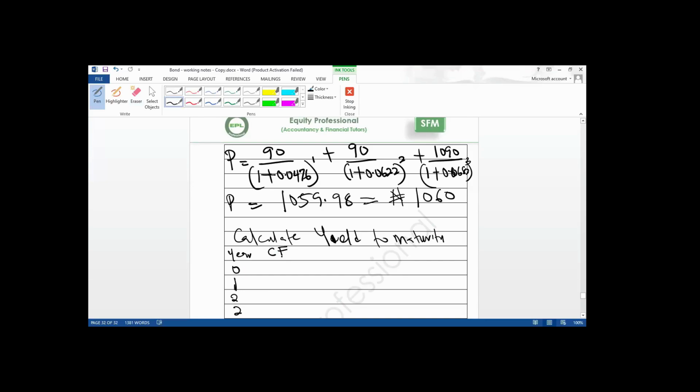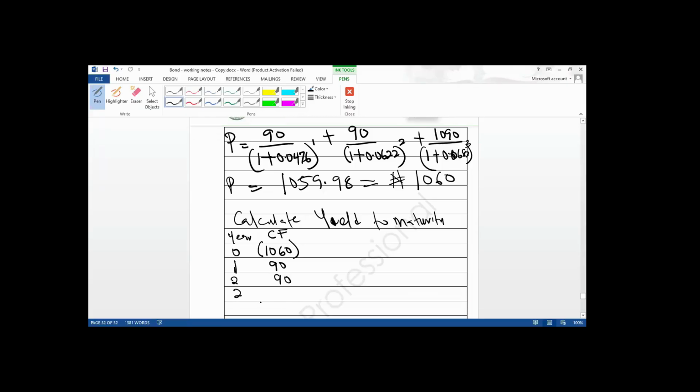To save time, pick your cash flow. For year 0, what is the price of the bond? That will be in brackets 1060. Year 1, annual interest, 90. Year 2, annual interest, 90. Year 3, annual interest plus redemption. What is the internal rate of return of this cash flow?